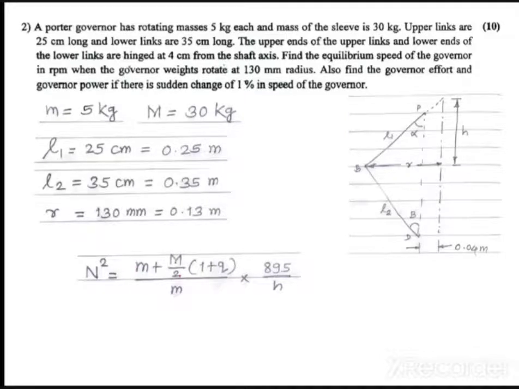Only after the 1% change in the speed do you have to calculate the governor effort. So I am directly taking this formula, N square is equal to this. You can see they are told to find out the equilibrium speed of the governor in RPM. They haven't given you the minimum and maximum condition. Is it okay or not? Have you understood or not?